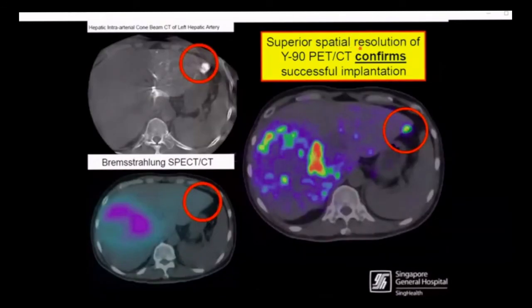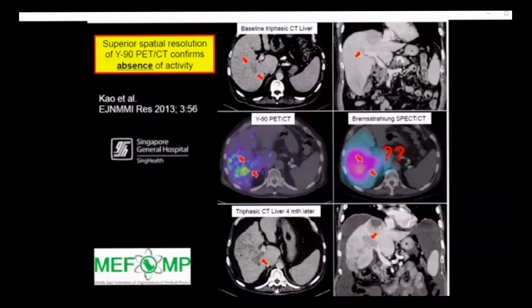Now, superior spatial resolution also helps us to confirm successful implantation, as you can see in this node here, but cannot be seen on the Bremsstrahlung SPECT-CT scan. The superior spatial resolution also confirms the absence of radioactivity. As you can see, in this portion here, we can't be very sure whether the radioactivity exists, but you can see very clearly in yttrium-90 PET-CT that it is not present.